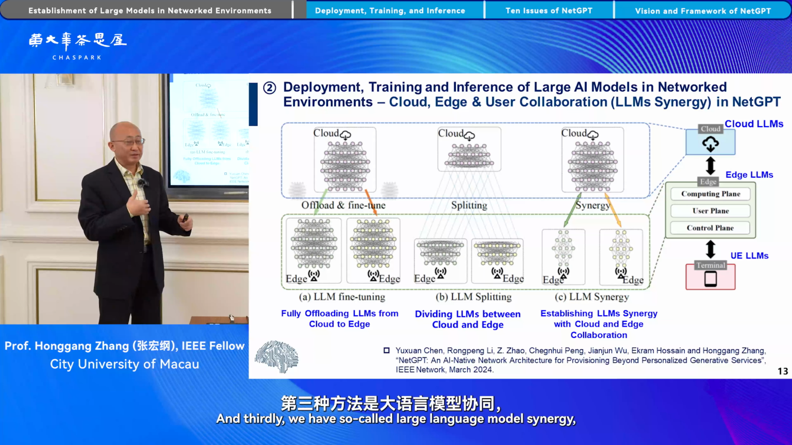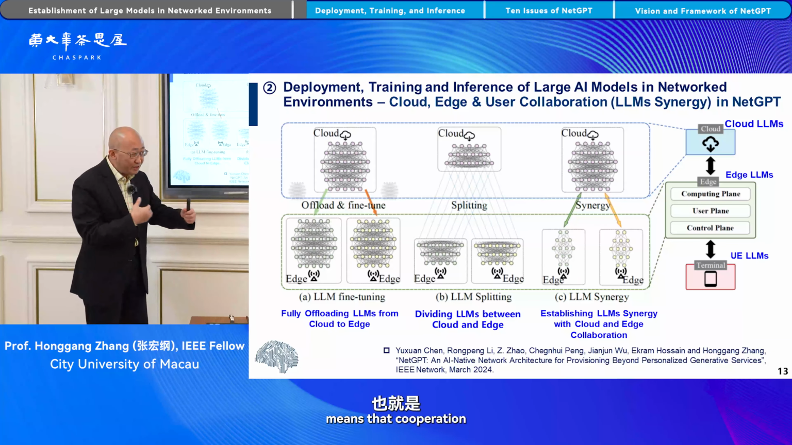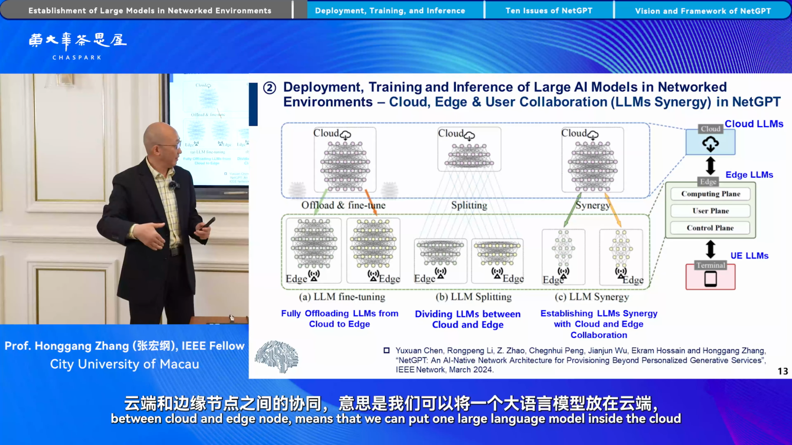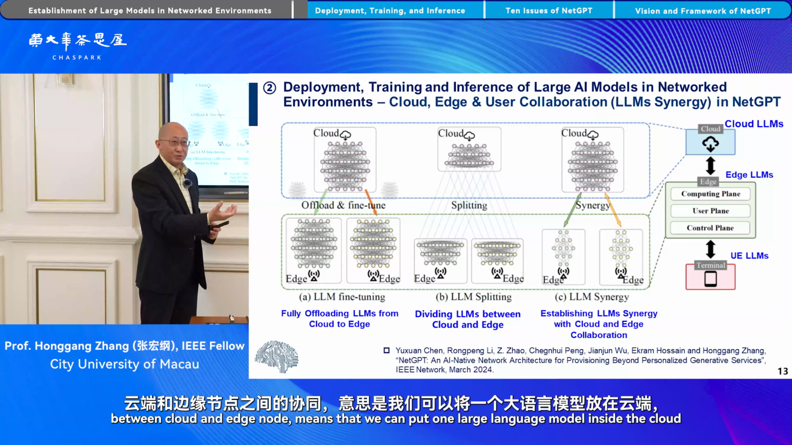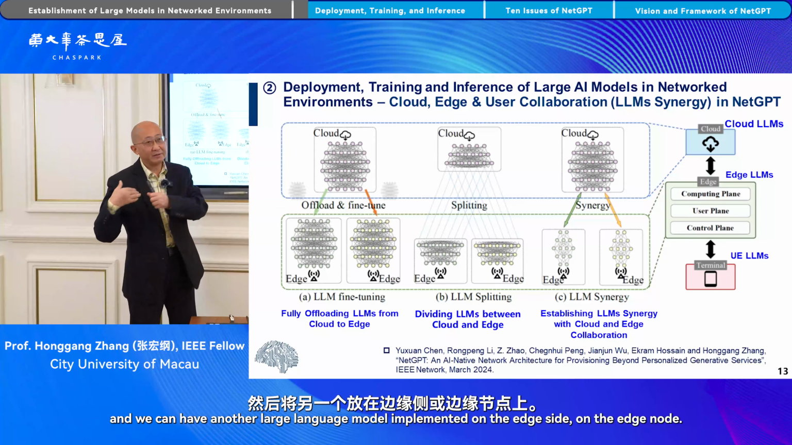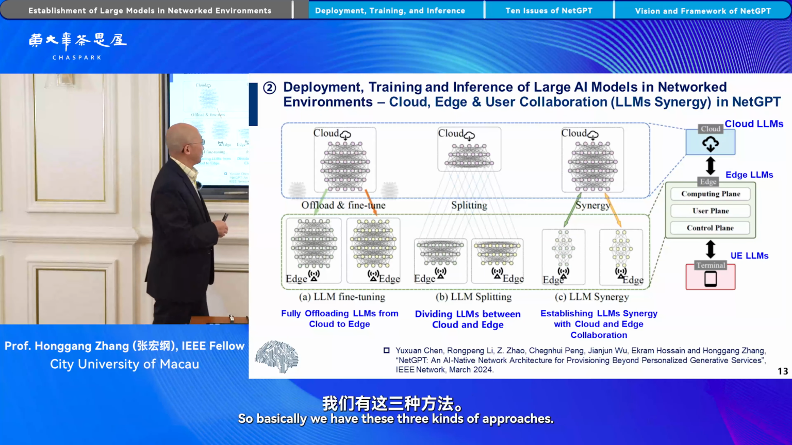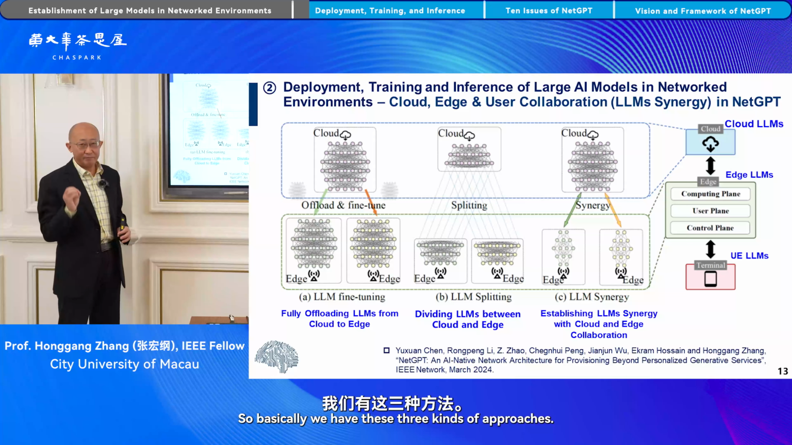And thirdly, we have the so-called large language model synergy, which means cooperation between cloud and edge node. We can put one large language model inside the cloud, and we can have another large language model implemented on the edge side, on the edge node. So basically, we have these three kinds of approaches.